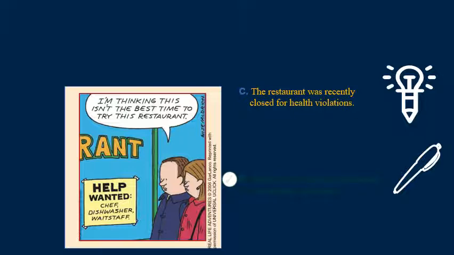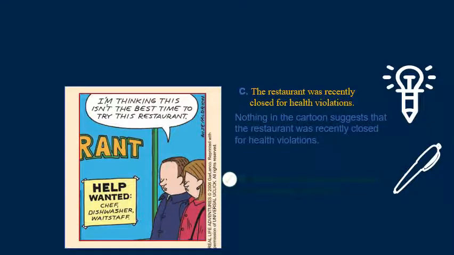What about option C? Well, maybe you need to take a closer look if your answer is C, because option C is the incorrect option. Why? Because nothing in the cartoon suggests that the restaurant was recently closed for health violations. So you can make your own assumption, but then it is not a logical inference.